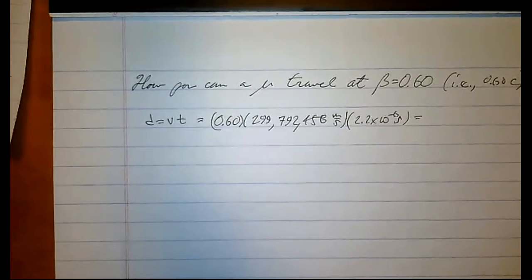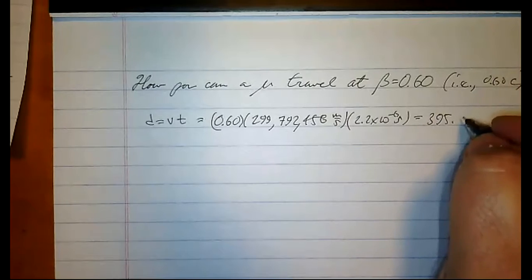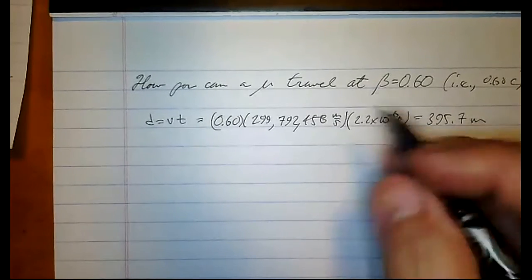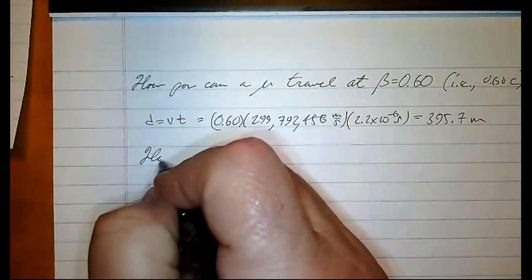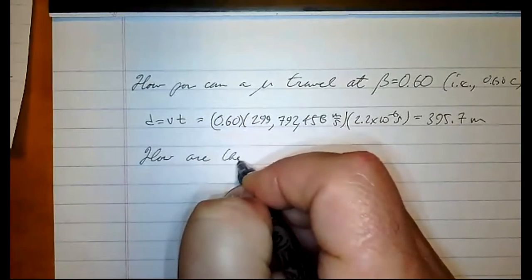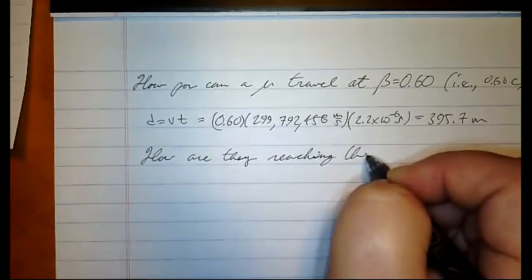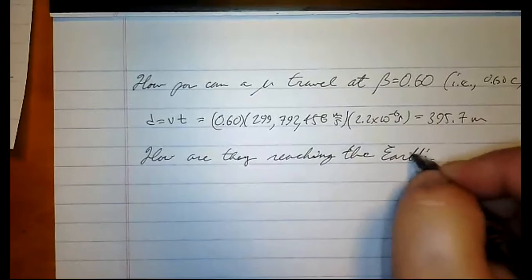0.6 times 299,792,458 times 2.2 e to the negative 6, and I get a distance of about 395.7 meters. Okay, so this thing should be able to travel about 400 meters, but like I said, it's created 1,500 meters up. So how are they reaching the Earth's surface?